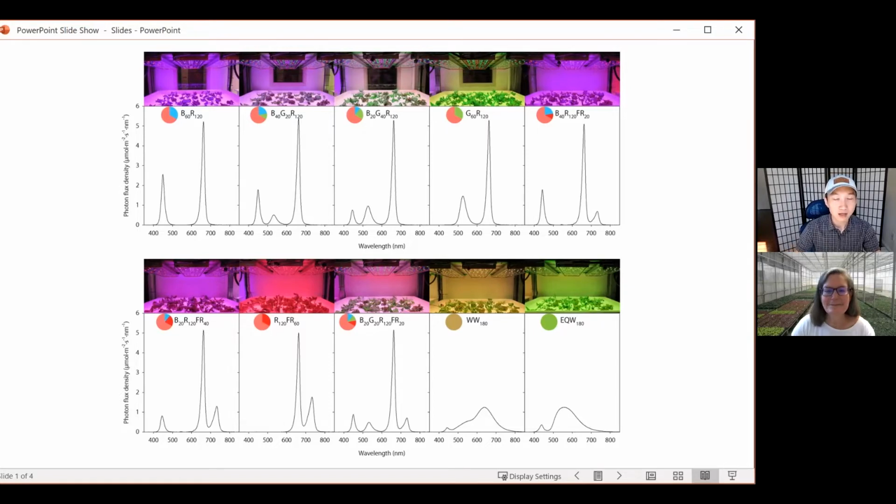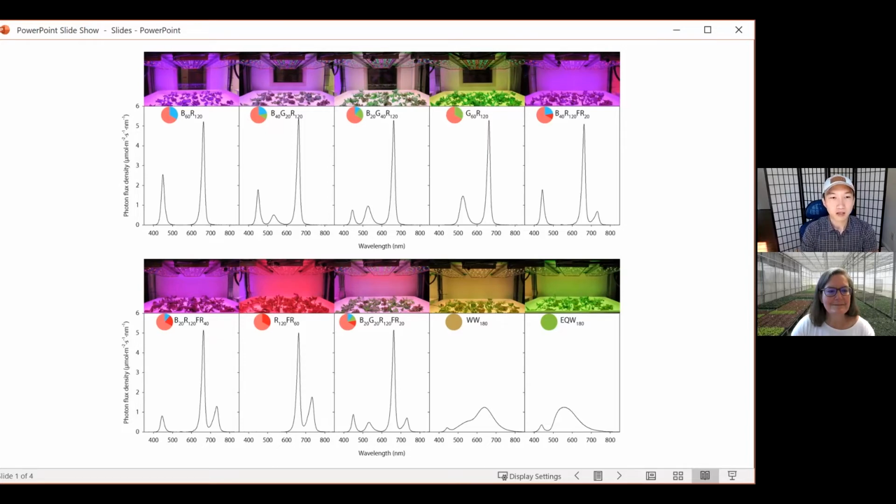Below the treatment name is a spectral distribution curve. The x-axis is light wavelength. The y-axis is photon flux density. Blue light is photons between 400 and 500 nanometers. Green light is photons between 500 and 600 nanometers. Red light is between 600 and 700 nanometers. And lastly, far red light is 700 to 800 nanometers. The area under each curve is the total photon flux density.